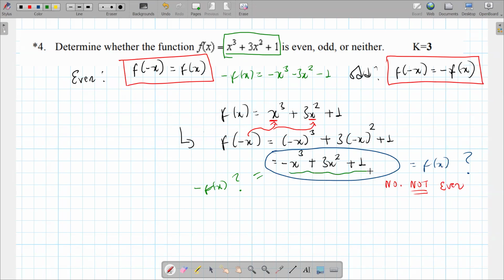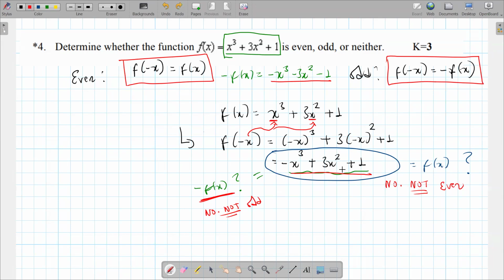Is this thing negative f of x? No, it's not. So is this function odd? No, it's not. It should have been equal to this if it was odd. Look at this. This thing and this thing, they're not equal. So it's not odd either. If this was equal to f of x, it would have been even. If this was equal to negative f of x, it would have been odd. Right now, it's equal to neither. So this function is neither odd nor even.